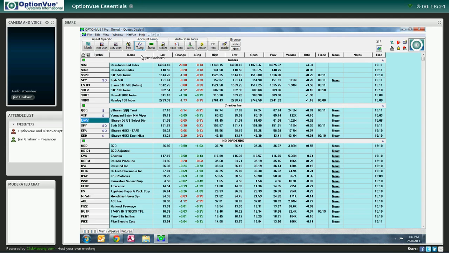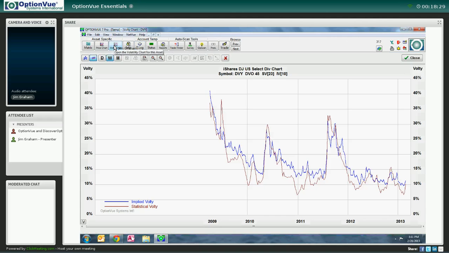So now let's go right into the Volti-chart. The price chart and Volti-chart actually use the same form. When you open using the Volti-chart button, it actually opens into a weekly chart. So I happen to select DVY, which is the Dow Dividend Index. It's an ETF of pretty much medium cap stocks that pay high dividends. And you can see the blue line is the implied volatility, which is shown down here in the legend. The red line is statistical.